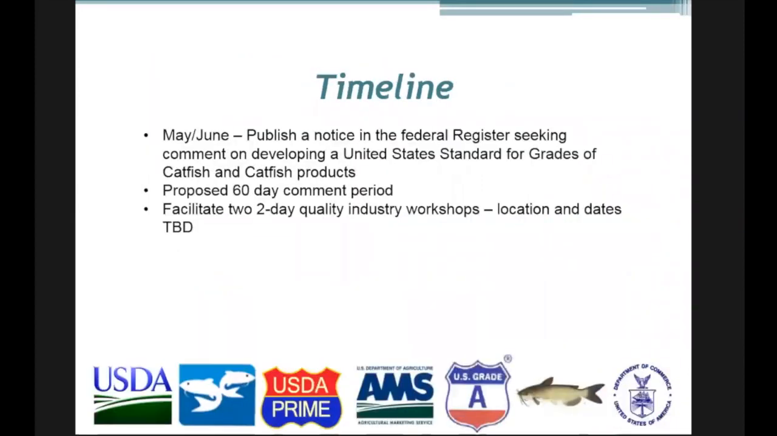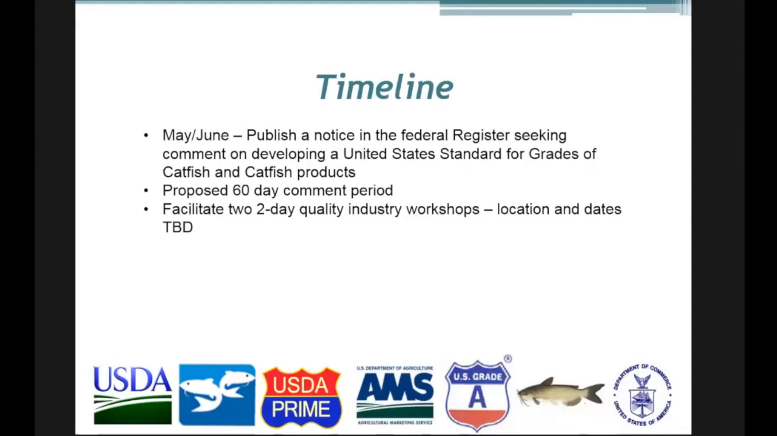Moving forward with this effort, here's just an example of a timeline that we're working on right now. We have basically developed a Federal Register notice, and that's waiting for approval, and it's going to be seeking comment on developing a United States standard for grades of catfish and catfish products. That has not been published yet, but we hope it's imminent. We are proposing that this will be a 60-day comment period.